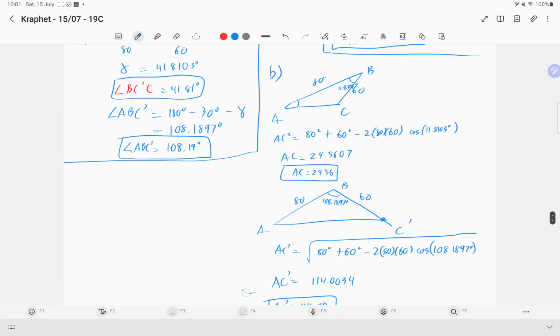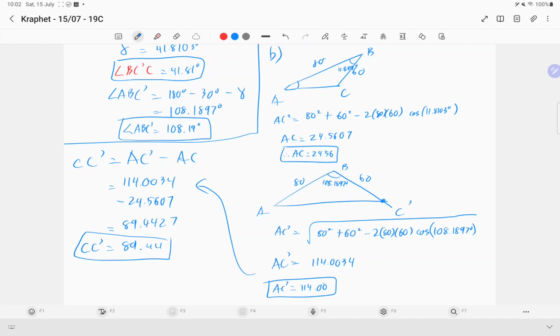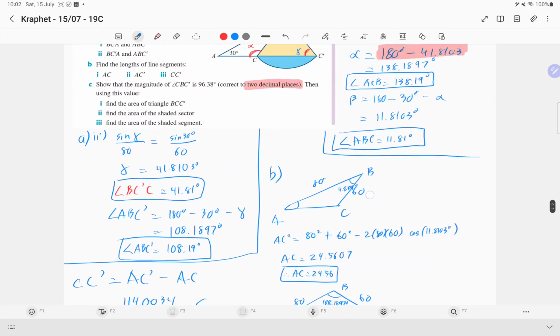Okay, and then continuing, we'll need to calculate CC dash. So CC dash would be just AC dash minus AC. Again, I will use more decimal places: 114.0034 minus 24.5607 equals 89.4427. Therefore CC dash is 89.44 to 2 decimal places. Okay. So far so good.